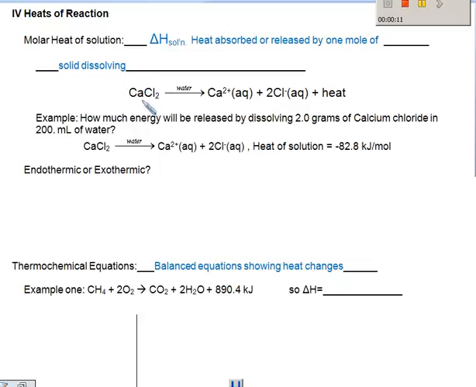So, for example, if we take calcium chloride and we put it into water, it dissociates into calcium 2+ ions and 2 chloride ions. And at the same time, it heats the water up.